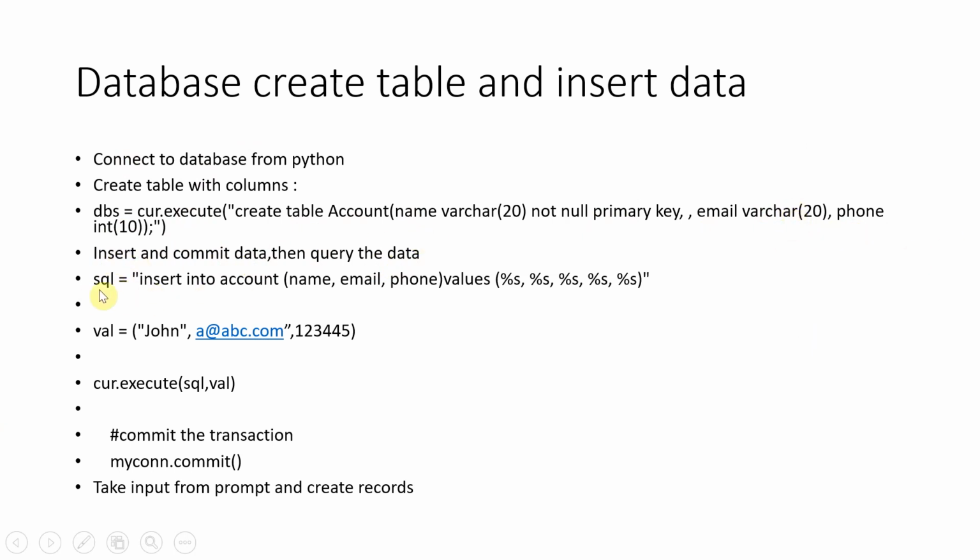Now, for inserting the data, what we do is we prepare an SQL statement, like insert into account, name, email, phone values, percentage s, and we'll create a map. We create an array kind of a thing. We'll say val equal to what value you want to pass, John, ABC, and the number. So insert into account. And what we do is we say execute this cursor. We pass the SQL as well as the value. So when it executes the SQL, when it comes to this percentage s, it's going to search for this value and replace this value and insert the data.